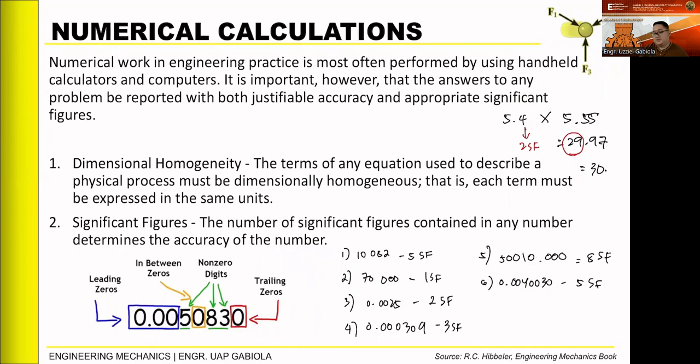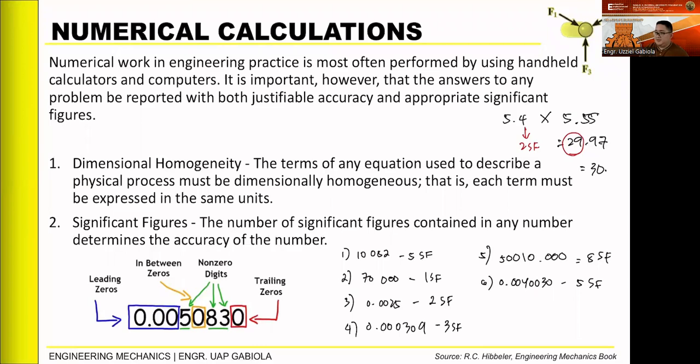Ilan lang yung sa ruling ng significant figures. Sa division, ganun din. Kung alin yung mas maliit ang significant figures, yun yung sinusunod. Pag sa addition, subtraction, ganun din. Kung alin yung pinaka-konti, yun yung sinusunod. Okay?